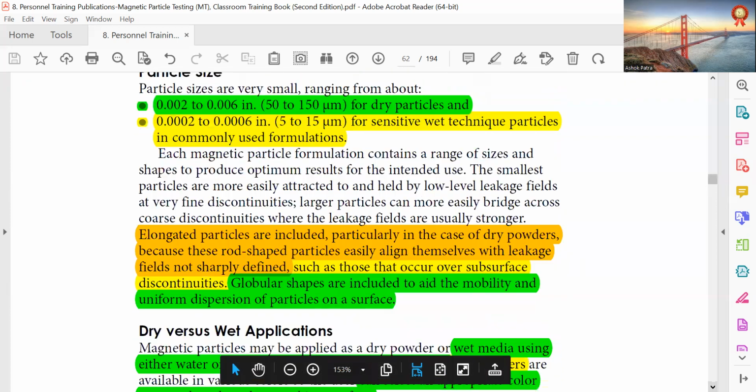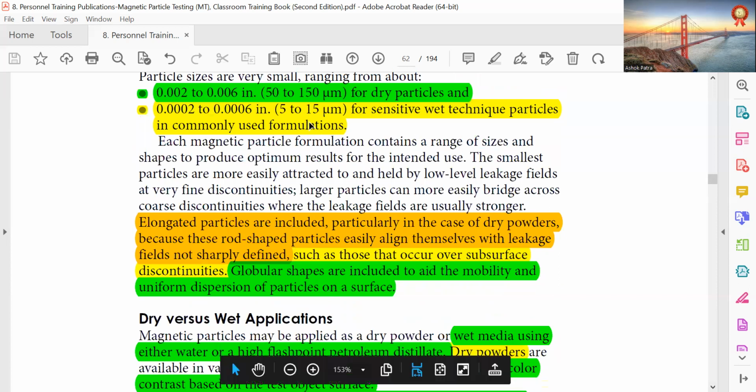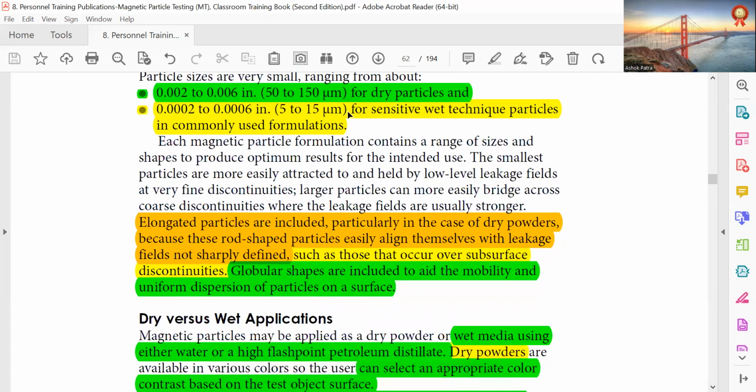Don't forget these things for this book, otherwise you will have a problem. Even with this, wet fluorescent is better for fine surface cracks, AC or HWDC. Anything there, you can mark what you can choose. If it is surface and subsurface, HWDC is better. If it is only surface, you can go for AC. It is up to you what you choose.